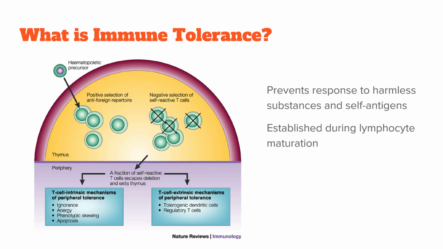Immune tolerance prevents the body from overreacting to harmless substances, like pollen, or even from attacking its own cells. During lymphocyte development, self-reactive cells are eliminated or silenced. Without tolerance, the immune system could turn on the body, leading to autoimmune disease. So, tolerance is like teaching guard dogs to recognize family members and guests as safe while still barking at intruders.